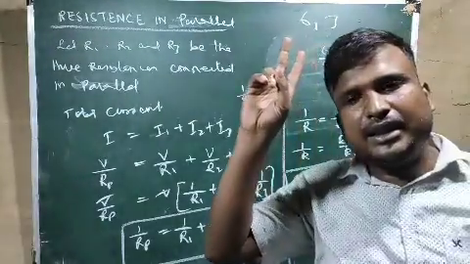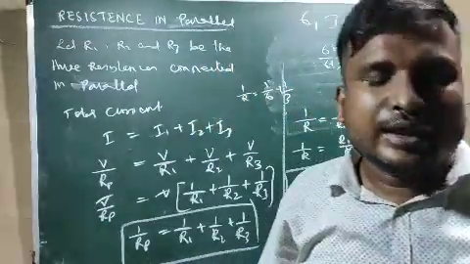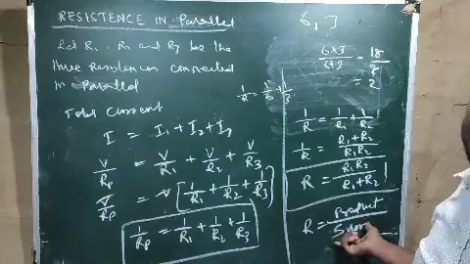So if two resistors are connected in parallel, the total resistance will be equal to product by sum. I hope you have understood this. Remember this formula, very important.